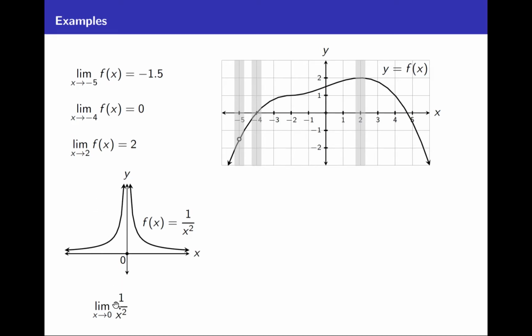For another example, think about the function f of x equals 1 over x squared, and it's graphed here. And look at the limit as x approaches 0 of 1 over x squared. Now in this case, as x gets closer and closer to 0, f of x is just getting bigger and bigger and bigger and bigger.